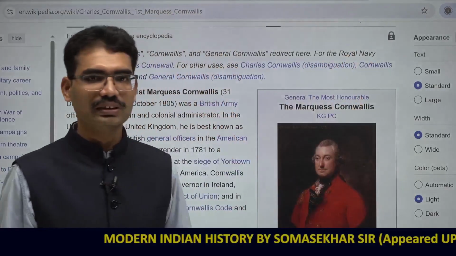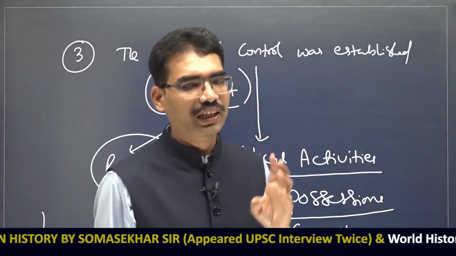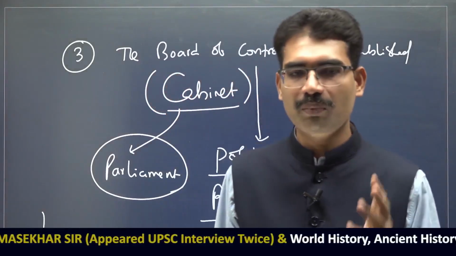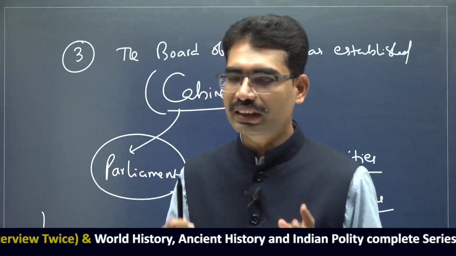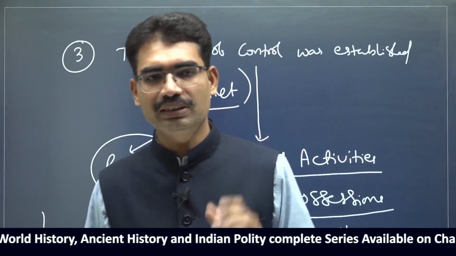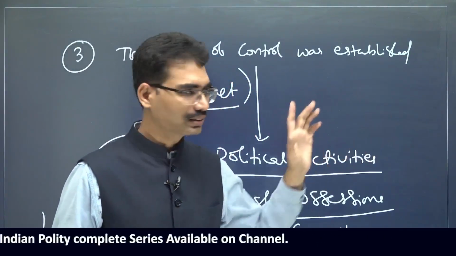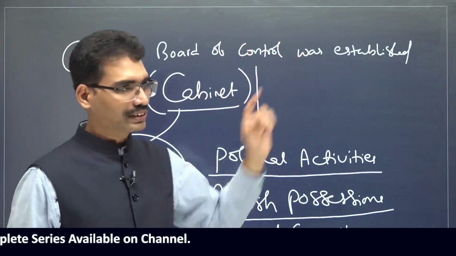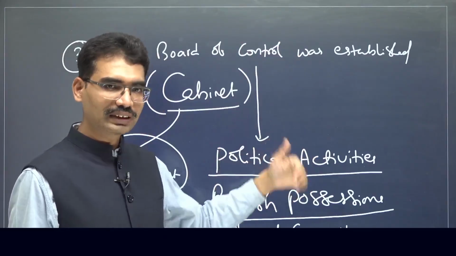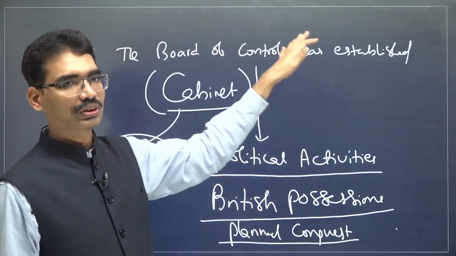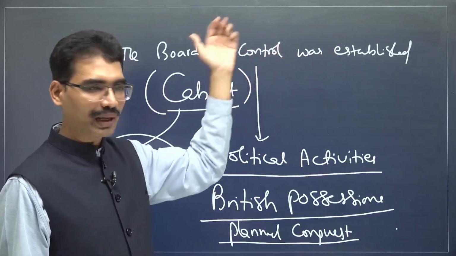This is what the British planned law, Pitt's India Act, did. Here, the Governor General of Fort William is given more powers. And when it comes to the Executive Council, 3 members, and one member is enough to get the will of the Governor General passed. Third, the Board of Control was established. As a result, political activities were taken from the Court of Directors and given to the Board of Control. This Board of Control is going to report to the Cabinet.